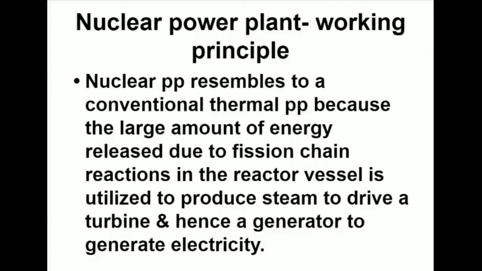Then working principle. A nuclear power plant resembles a conventional thermal power plant because a large amount of heat is released due to fission chain reactions in the reactor vessel, which is utilized to produce steam and to drive a turbine and hence a generator to generate electricity. So it resembles a thermal power plant in working. The only difference is how the heat is being generated. In a thermal power plant, it is by burning coal. In the case of a nuclear power plant, it is the nuclear reaction which produces heat energy.